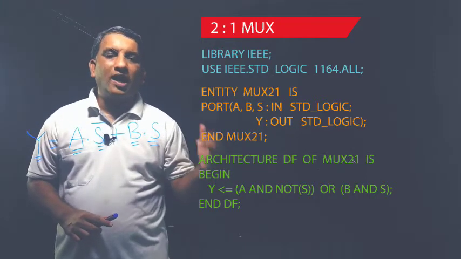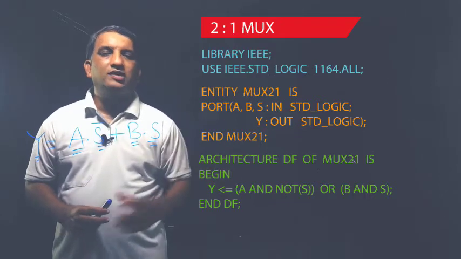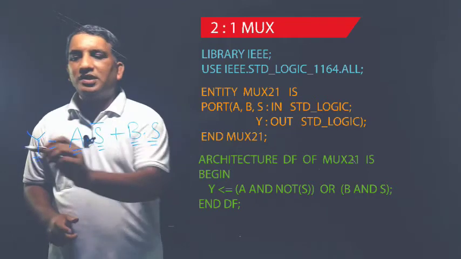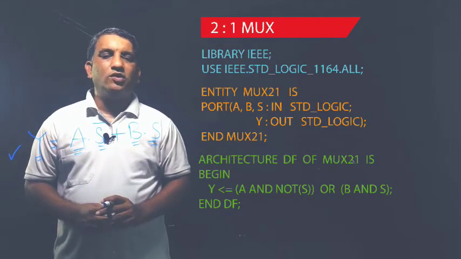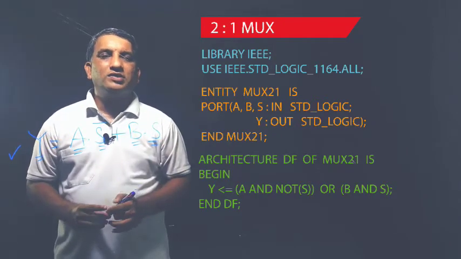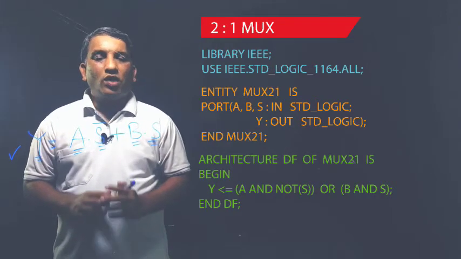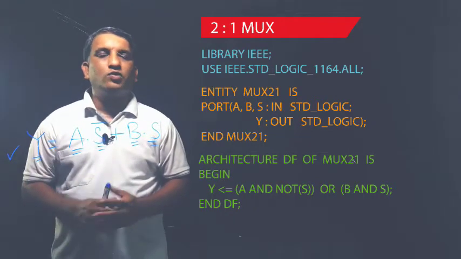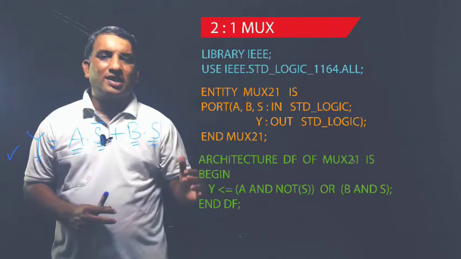So body of the architecture begins with the begin keyword. So that's why I will write the begin keyword. After the begin keyword we have to implement this equation. This equation is y is equals to a dot s bar plus b dot s. Now how to implement this equation in terms of the VHDL statements, that we already know. What I will write down here, I will write y is assigned with, instead of equal to you have to write down the assignment operator, less than equal to, that is called as the assignment operator.